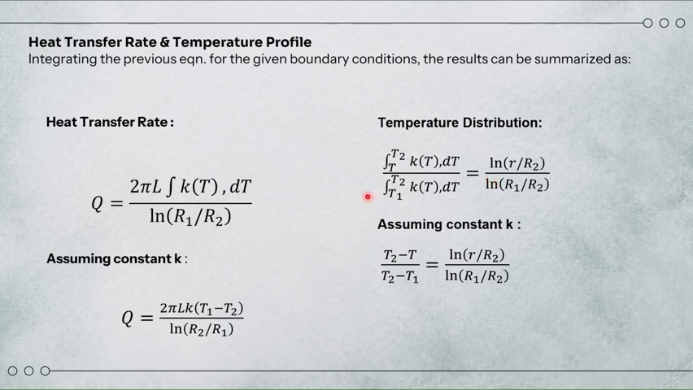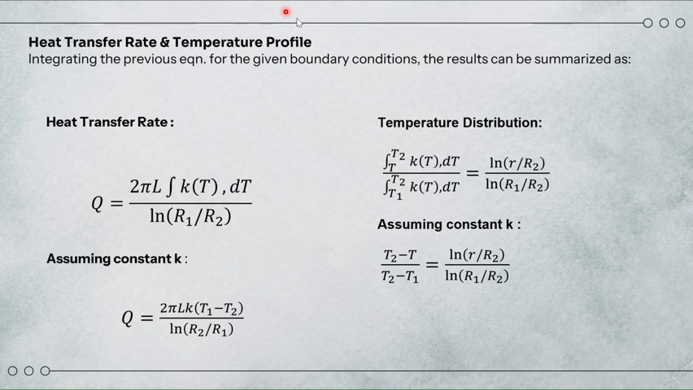The final expression shows that temperature varies logarithmically with radius. This happens because area is continuously increasing, so the rate of temperature change adjusts accordingly. And as a special case, when we assume k to be constant instead of a function of T, then the above heat transfer rate can be simplified to this form. Similarly here, k will come out of the integral from both numerator and denominator, and the expression will be simplified as given here.